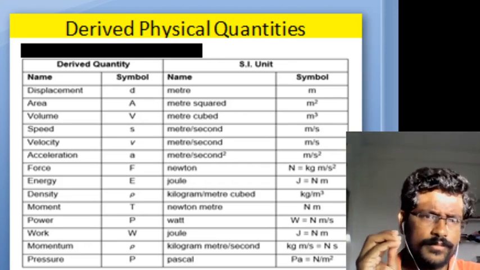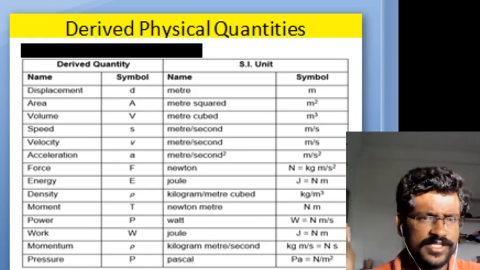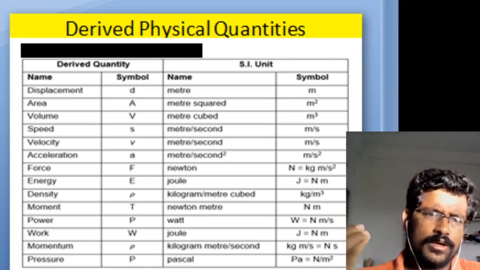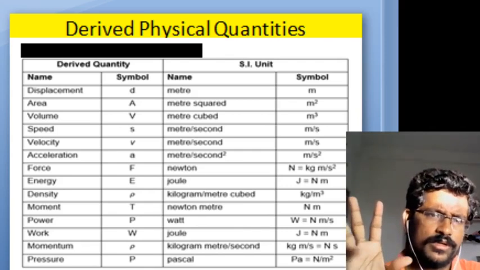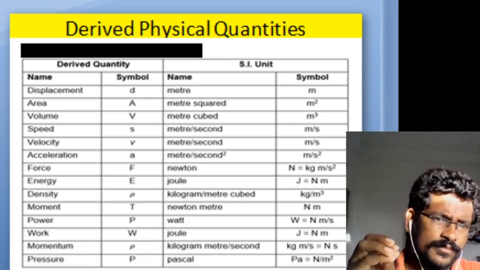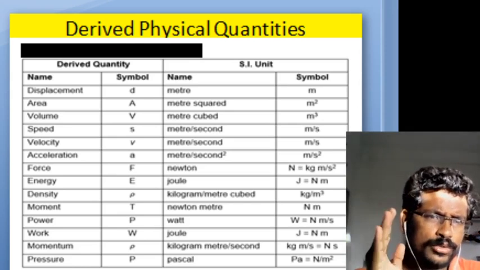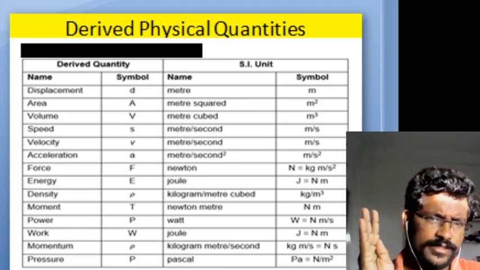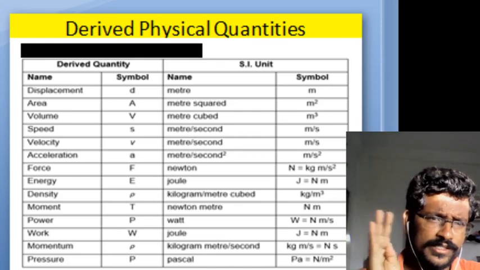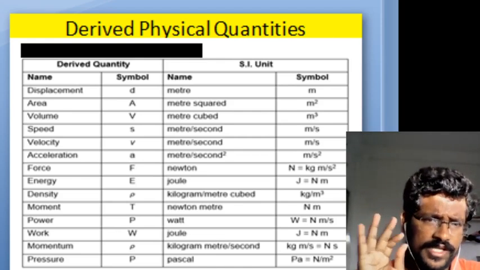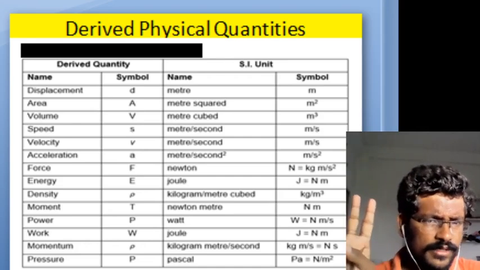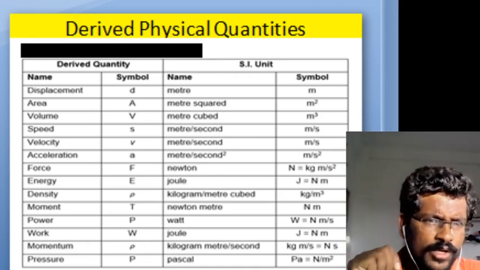Now we are going to volume. Volume of a tube, volume of a room, volume of a space, anything like that. How to define volume? Volume is the product of length into breadth into height. The SI unit of volume is the meter cube. Now we are going to speed.